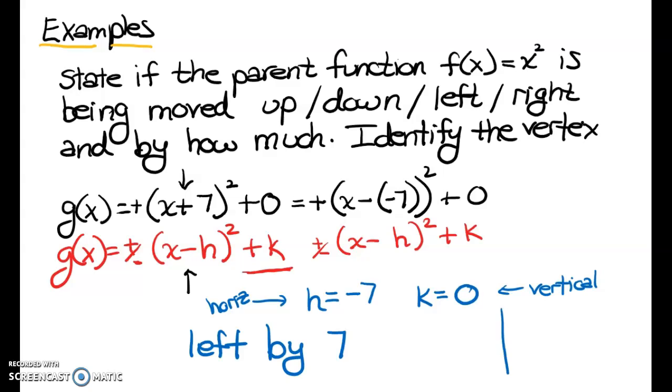So now my graph, instead of having a vertex at 0, 0, it's going to be moved left by 7. This will be negative 7 on my x-axis. And I can find my vertex by just doing h comma k. So my vertex is going to be at h comma k, negative 7 comma 0. All right, so let's do another example here.